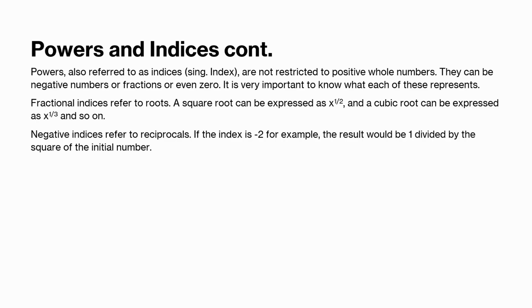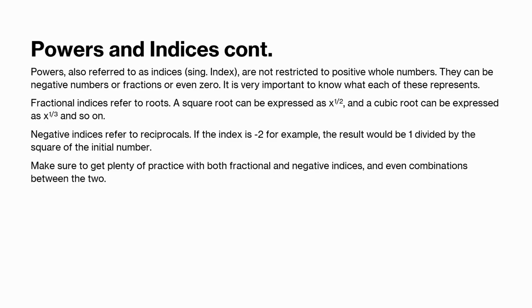Negative indices refer to reciprocals. For example, if the index is -2, the result would be 1 divided by the square of the initial number. So 1 divided by that number, that is the reciprocal, or x to the power of -1. Then, because there's a 2, you do the x to the power of -1 and then you square it. Make sure to get plenty of practice with both fractional and negative indices, and even combinations between the two. Sometimes you'll be asked to find the reciprocal of the root, for example.